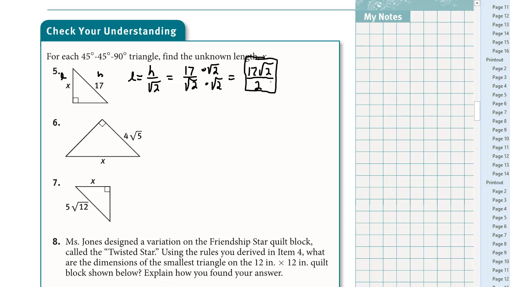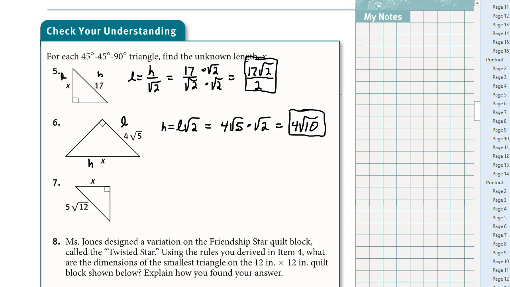Let's go to number 6. Here we have a 45, 45, 90-degree triangle, and this time we know the leg, and we don't know the hypotenuse. So which formula should we use? We want to use H equals L times the square root of 2, and substitute 4 square root of 5 in for L. Now do the math. The square root of 5 times the square root of 2 is the square root of 10. So our answer is 4 square root of 10.